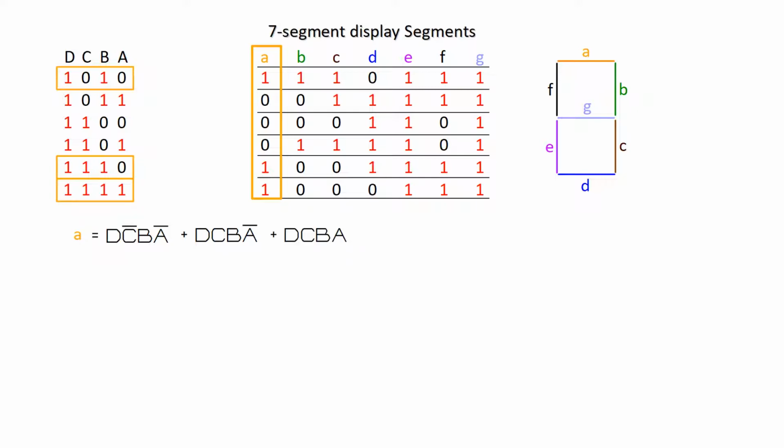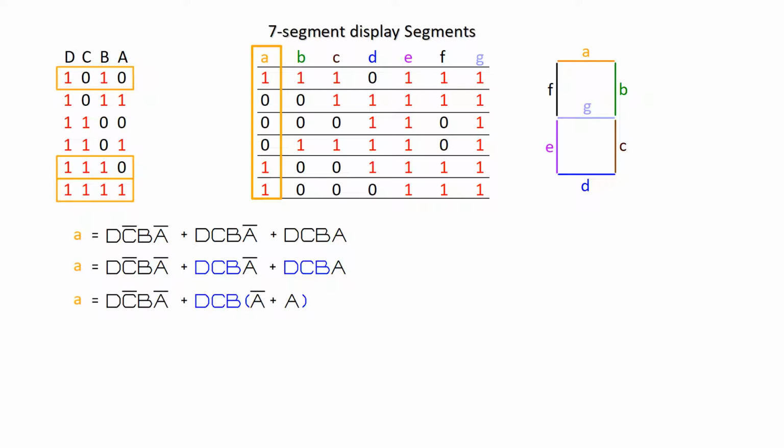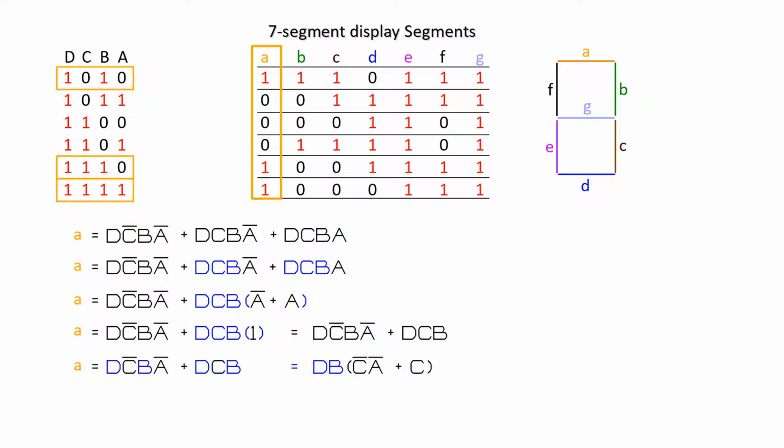Or DCBA, so that's D and C and B and A. But if you notice, the second two terms have D, C and B in common, multiplied by not A or A, which is the complement law. So we rewrite it, take out the common factors of the second terms, DCB brackets not A or A, which is the complement law. And not A or A is equal to 1. So really this simplifies down to D not C, B not A, or DCB.